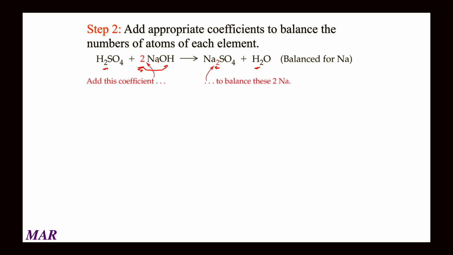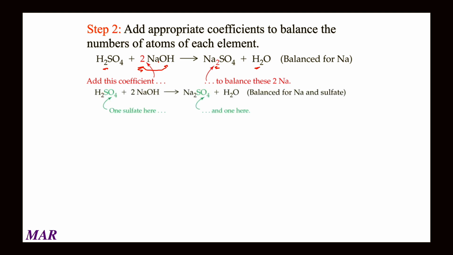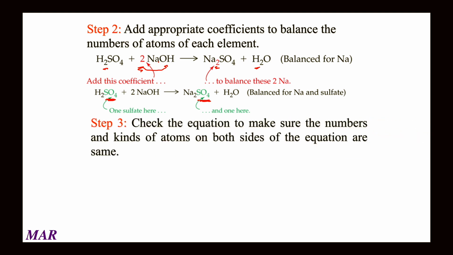So I think it's time for another coefficient. Now, one quick word here about polyatomic ions. If you can keep polyatomic ions together, do so, all right? So we've got one sulfate on the left in sulfuric acid and one sulfate on the right in sodium sulfate. So now this reaction is at least balanced for the sodium and the sulfate. But the hydrogens and the oxygens, not so much so.